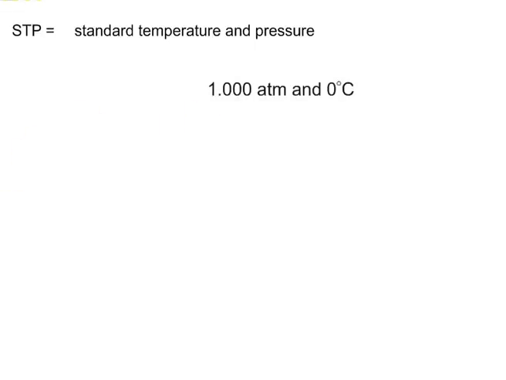This is something you will need to know: standard temperature is 0 degrees Celsius, which of course is 273 Kelvin, and standard pressure is 1 atmosphere, which of course is the same thing as 760 millimeters of mercury, which is the same thing as 101.3 kilopascals, which is the same thing as 14.69 psi.